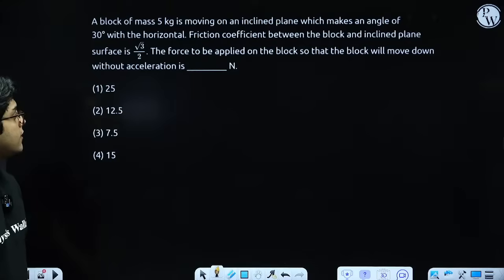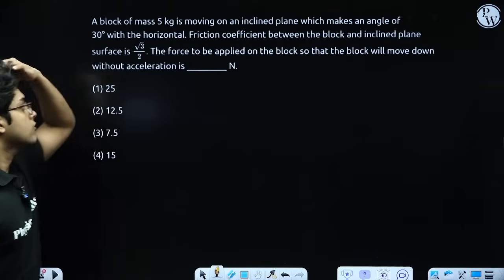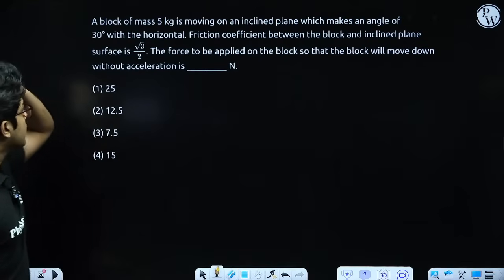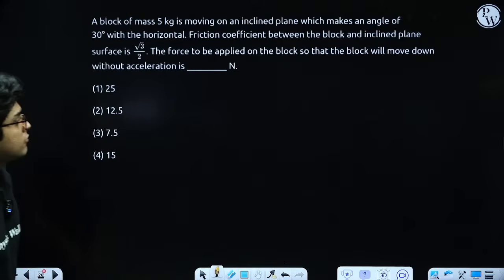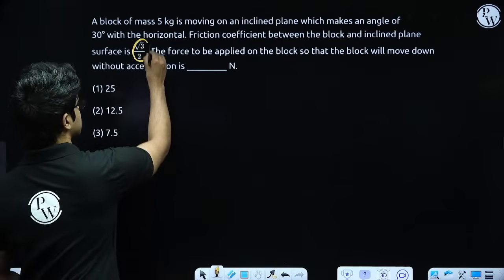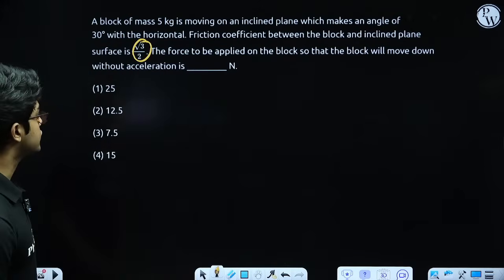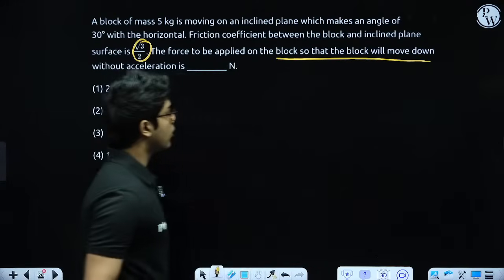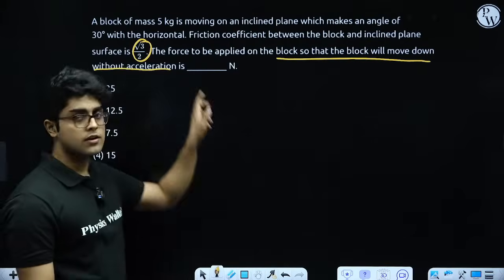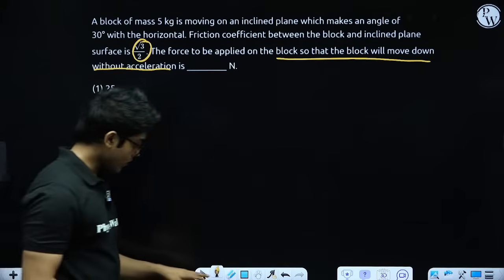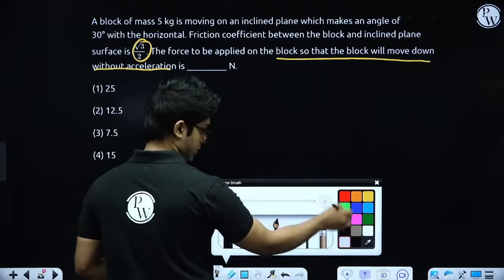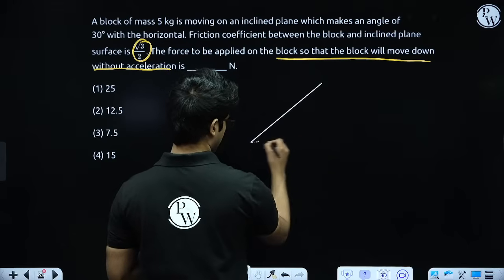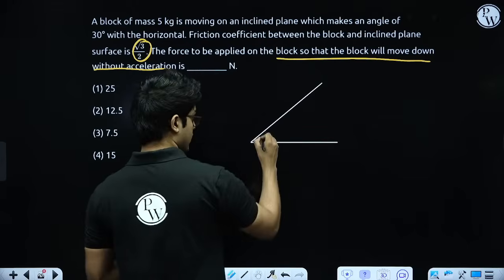Okay, so now we have an NLM problem. So we have a mass moving on an inclined plane, makes an angle of 30 degrees with the horizontal. Friction between the inclined plane and the block is given, coefficient of friction. We need to find the force that we need to apply so that the block will move down without acceleration. Okay, so the inclined plane makes an angle 30 with the horizontal.